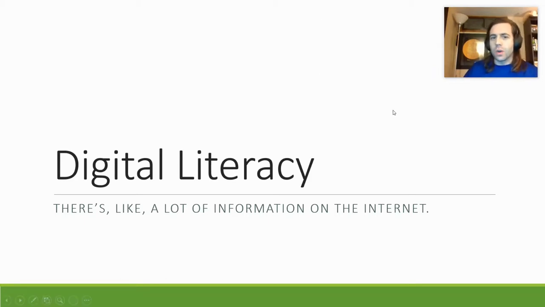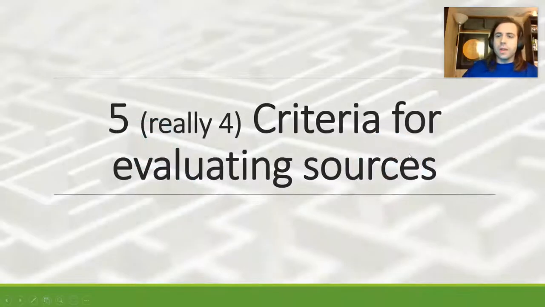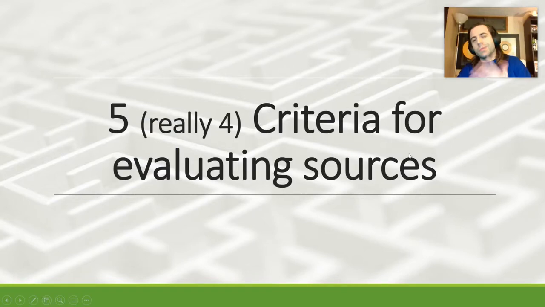And so our goal this week is to become better citizens on the internet. How do we educate ourselves about the information that we see? So our two main goals for this week are to find reliable sources. How do I validate whether a source is reliable or not? And then when I do find a source that I think is at least decent, how do I assess the strengths and the limitations of that source? So in this process, there's going to be four criteria for evaluating sources.